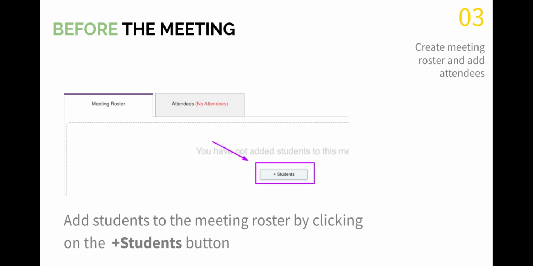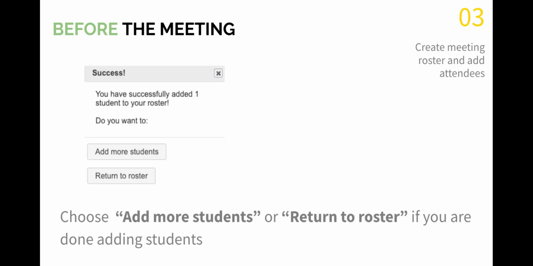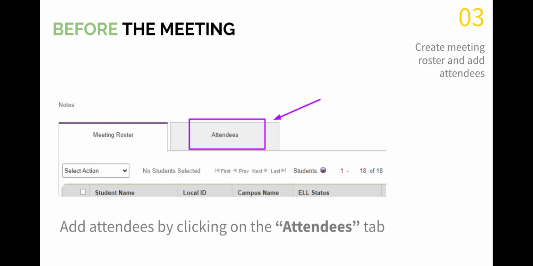We're going to go ahead and add students to the meeting roster by clicking on the plus students button in the center. Search for the student by local ID, check the box, and choose add to roster. Choose add more students or return to roster if you're done adding students.